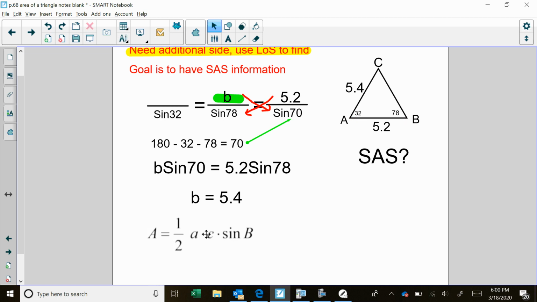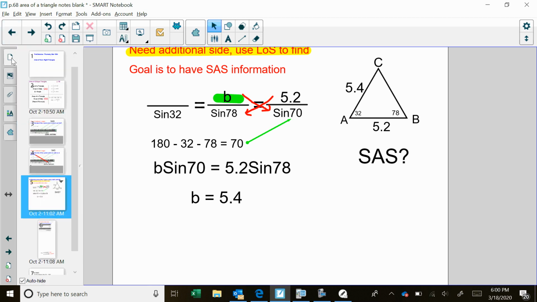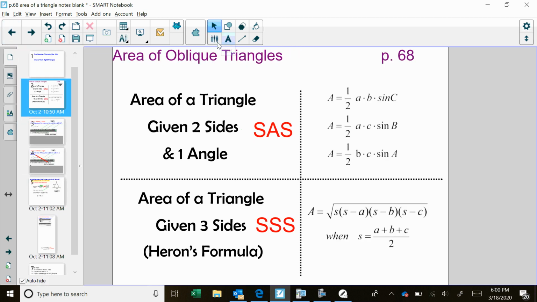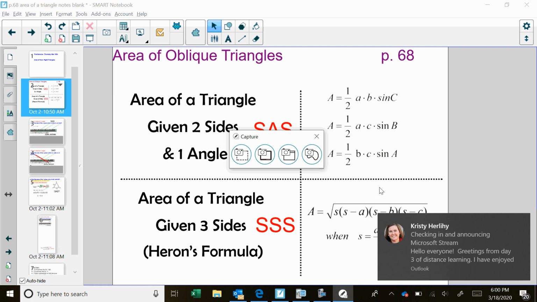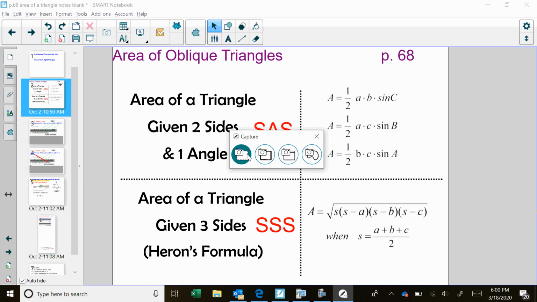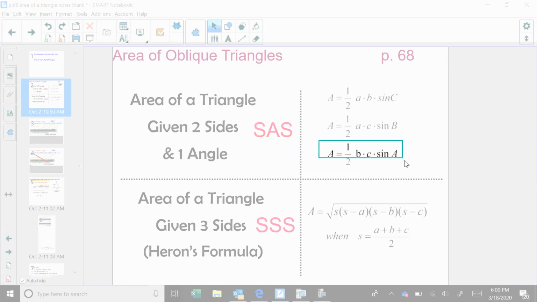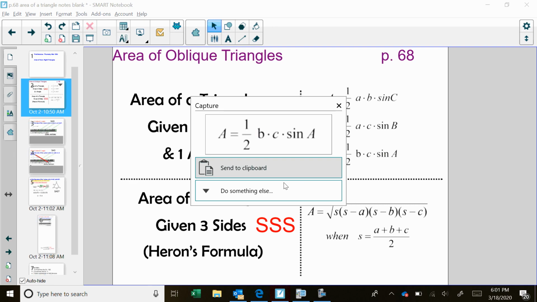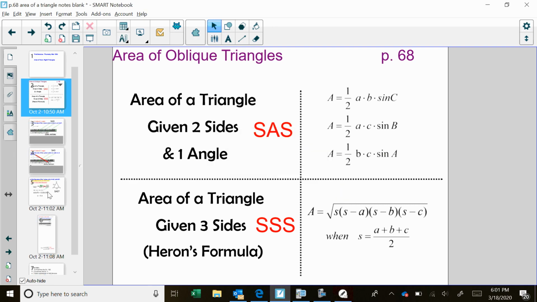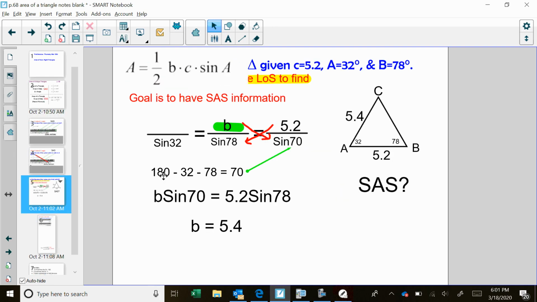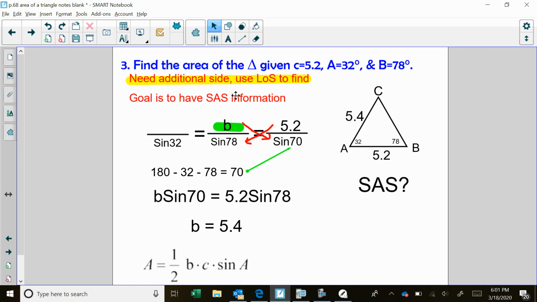All right, so we have a different formula. What angle do we have? We actually have the angle A. So we go back. Thanks for catching that. Okay, we have angle A, so it's this formula. We will send it to the clipboard, come back down, boom. Got our formula.